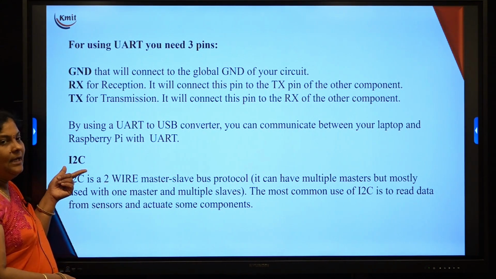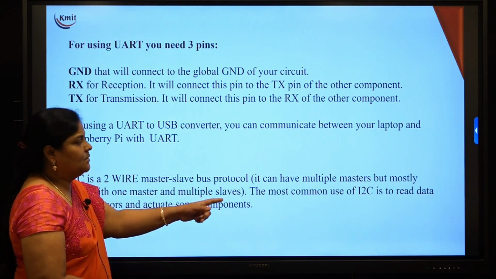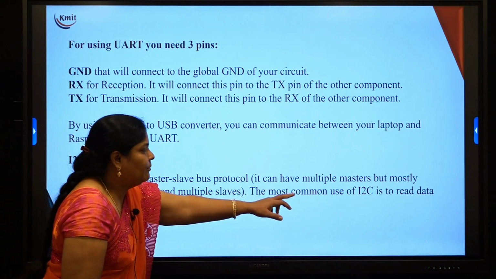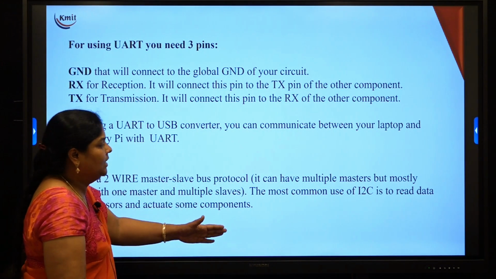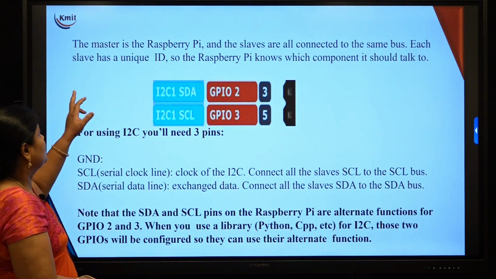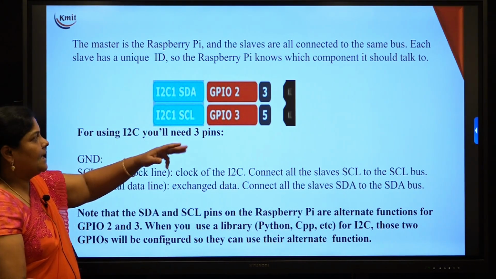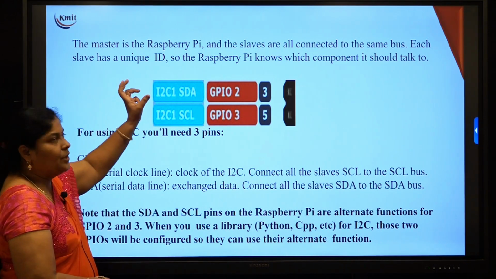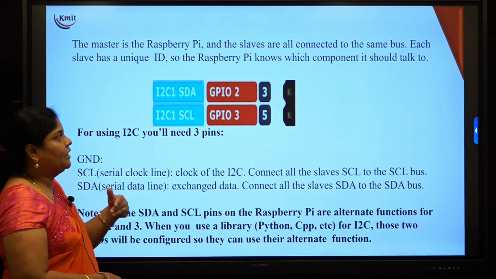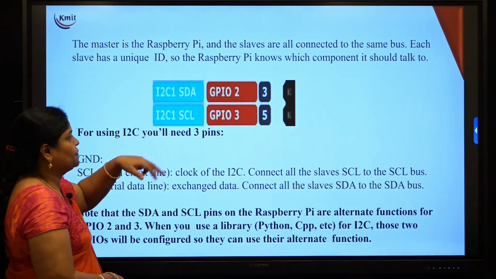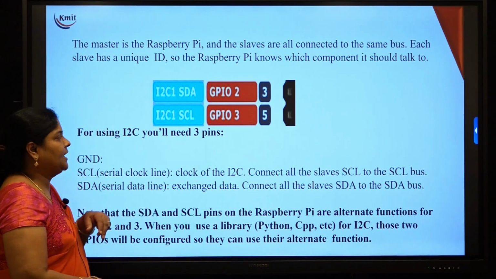Next type of serial communication is I2C. It is a two-wire master-slave bus protocol. It can have multiple masters, but mostly we will work with only one master with multiple slaves. So the master is the Raspberry Pi and the slaves are all connected on the same bus. Each slave has a unique ID so that Raspberry Pi can identify to which slave it is talking or transmitting the data.